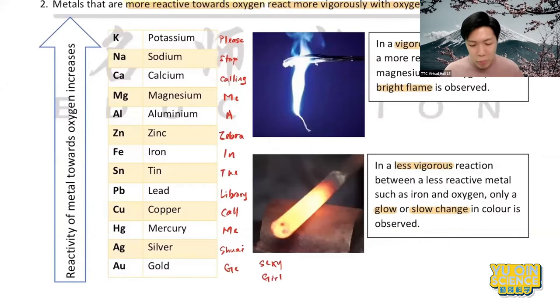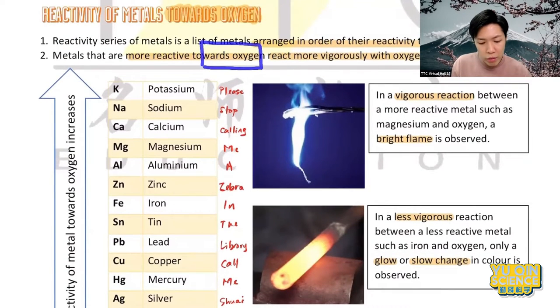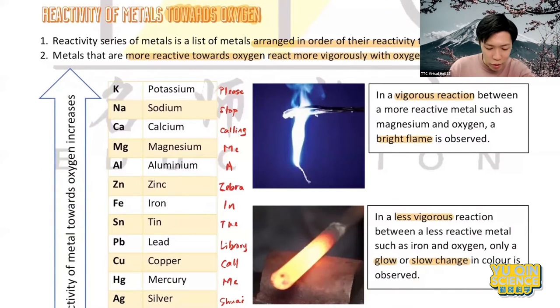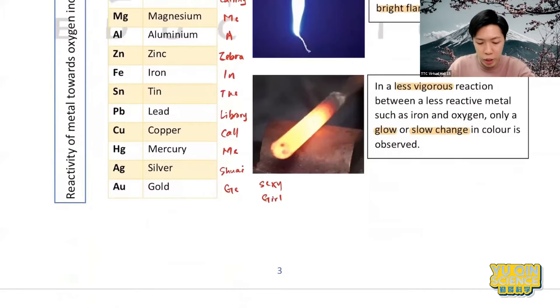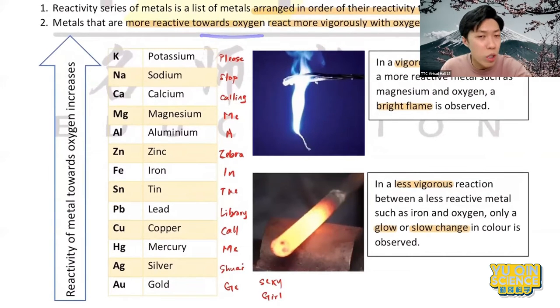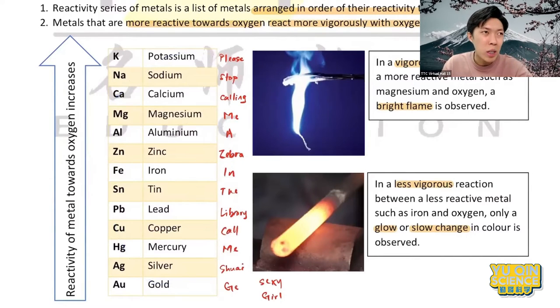Okay, must remember the sequence. Because this is reactivity towards oxygen. Whoever is on top means more reactive. Whoever is below means not reactive. Whoever is in the middle is in between. So this is reactivity towards oxygen, so that we can find out the position of the list, like we know which metal is more reactive and which one is lesser.